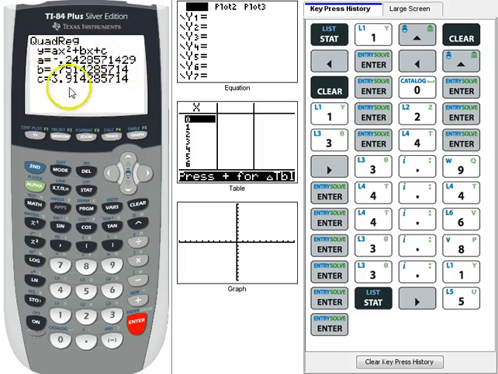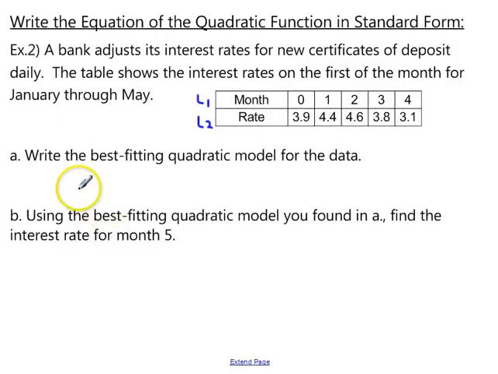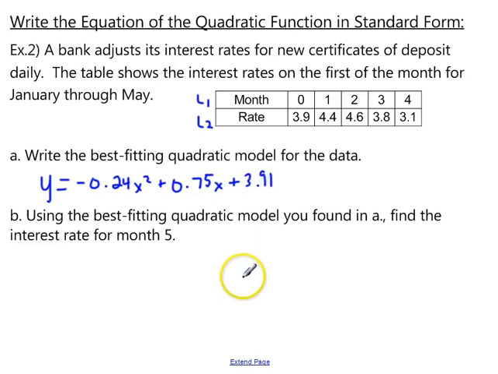So this is what I'm talking about. These decimals are not so nice. So we're always going to round to the nearest hundredth. Remember, that means you write 2 digits, but you might change that second digit if the third one is 5 or higher. So now we're back to the notes, and we can write down the equation that we had. With rounding, y is equal to negative 0.24x squared plus 0.75x plus 3.91. Now we can move on to part B.